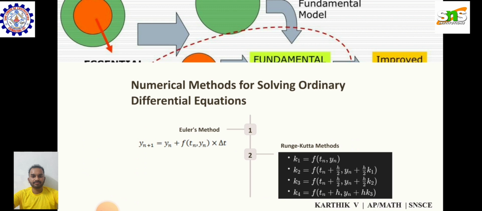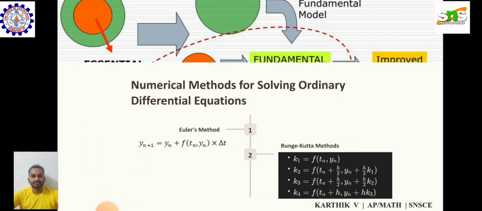Numerical methods for solving ordinary differential equations. First one is Euler's method, second one is Runge-Kutta method. The Euler method is a simple numerical technique used for solving ODE. How does the Euler method work? Start with an initial condition, that is y of t naught equal to y naught, where t naught is the initial time. Next, choose the step size, that is del t.